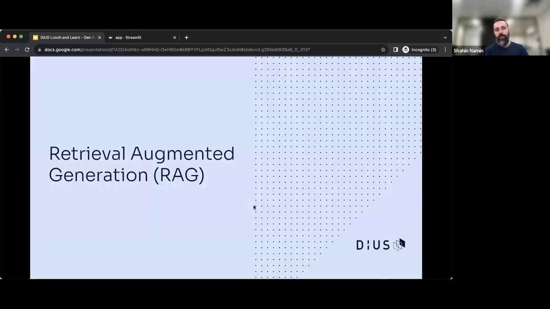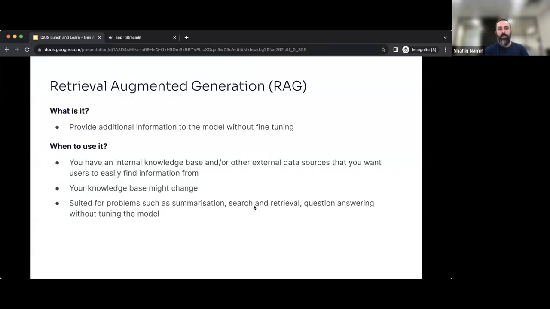Next technique is called retrieval augmented generation, or RAG. So this is when you have some additional information that you want to provide to the model, but you don't want to change the model or tweak or fine-tune the model. So when would you use that? When you have an internal knowledge base or some other data sources, and you want to limit what the model gives you to that knowledge base. Or you want to go and ask the model about the information that is available in there.